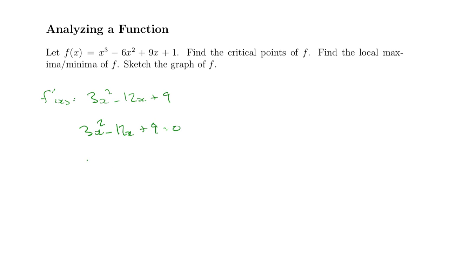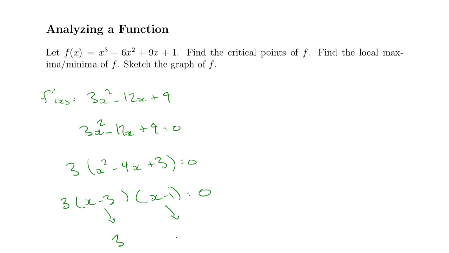But we can go ahead and see if we can solve this. We can factor it. I'm going to factor out a 3. Now I've got x squared minus 4x plus 3. And now we've got to factor this, looking for two numbers that multiply to get 3, add to get negative 4. x minus 3, x minus 1. And now it's really easy to see what our partition numbers are: 3 and 1. So we can say our partition numbers of the first derivative are x equals 1 and 3.